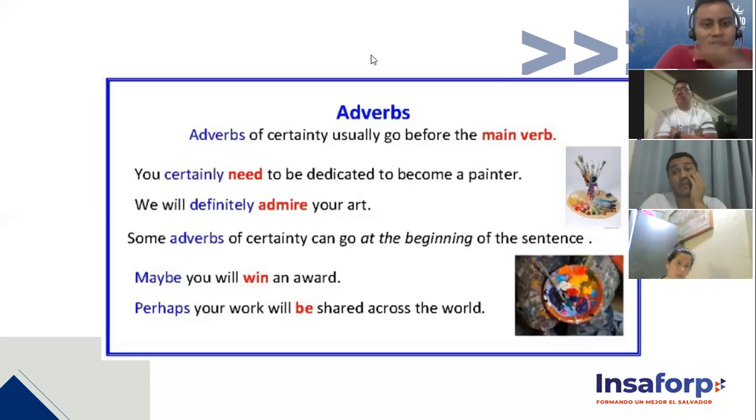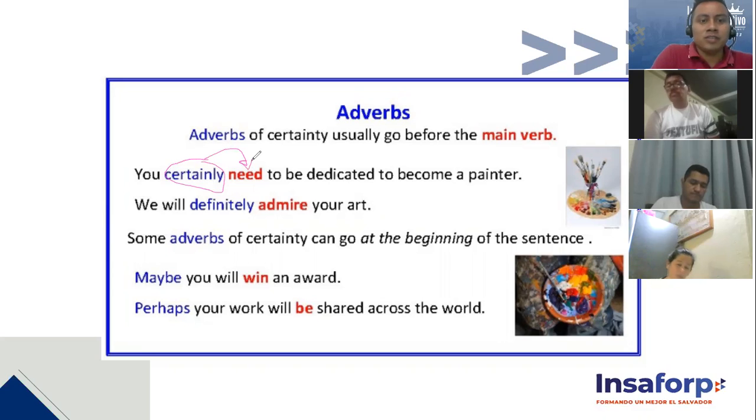That was the perfect example because it's strongly recommended to use any adverb of certainty before the verb. You see, before the main verb. For example, you certainly need to be dedicated to become a painter, okay? Before the main verb, look at this one. We will definitely admire your art, before the verb admire, okay? Take a look at this one.